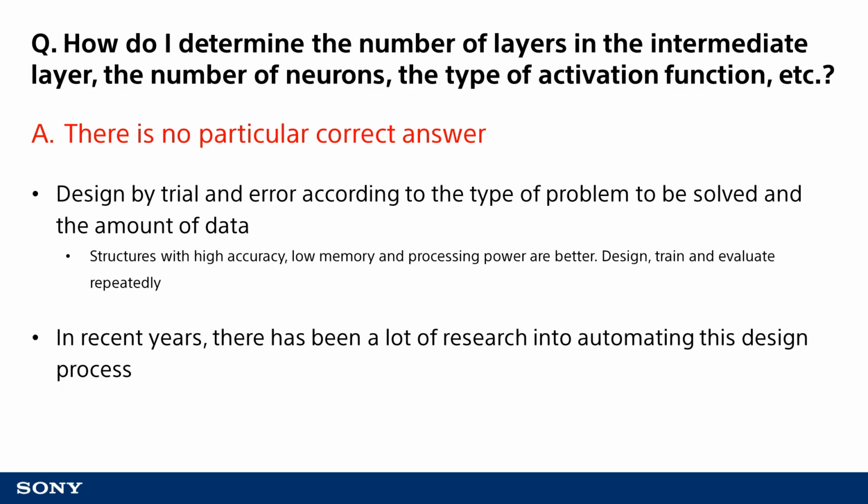There is no particular correct answer to this. The optimal structure of the neural network depends on the type of problem to be solved and the amount of data. Therefore, each time we build a new classifier, we need to decide the optimal number of layers, number of neurons, types of activation functions, and other neural network structures by trial and error.